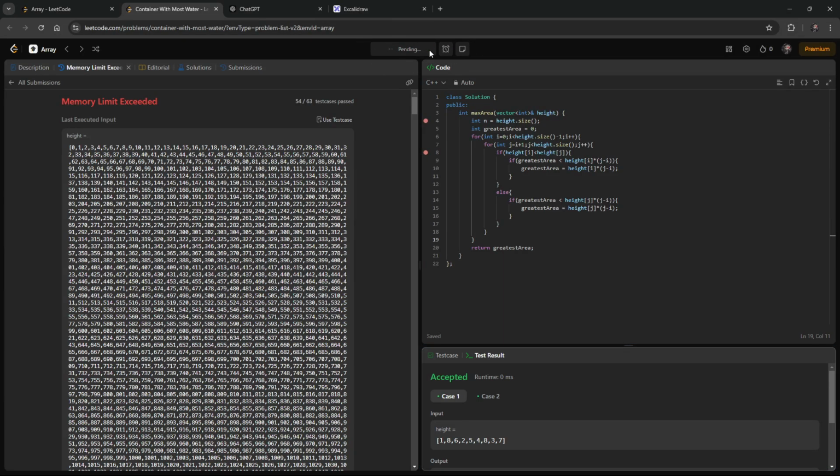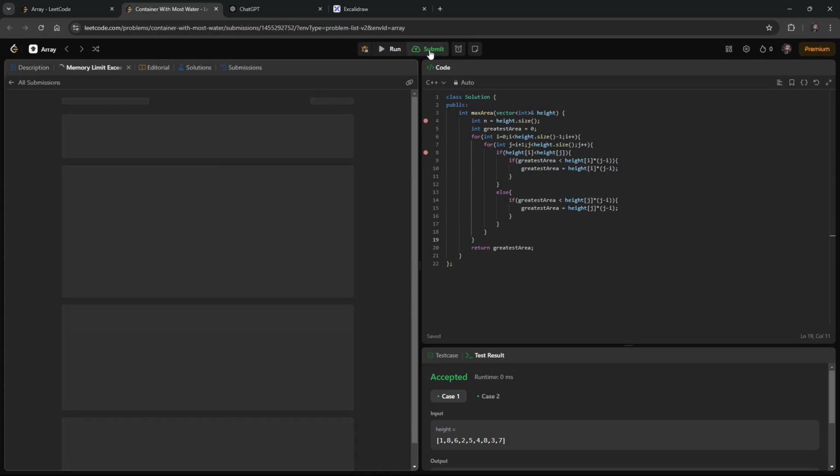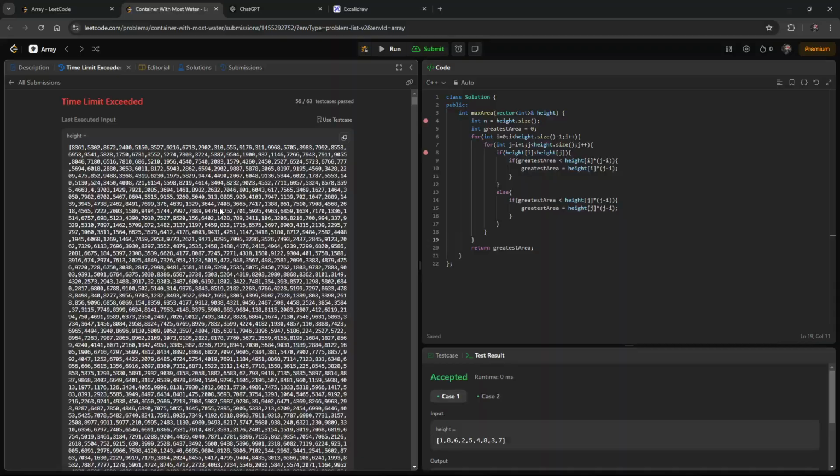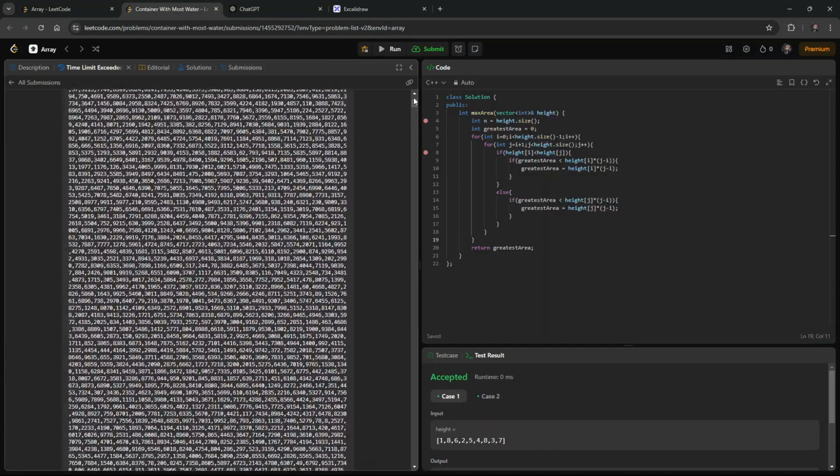Let's hope this works. Let's pray to God. Fingers crossed. Please work, please work. So it exceeded the time. First memory exceeding, now time. What should I do?